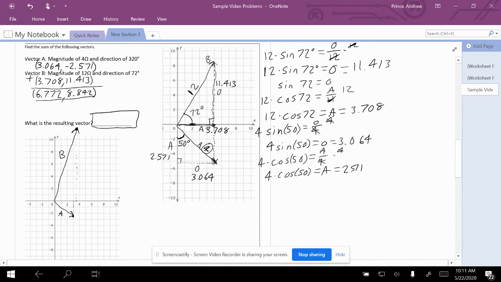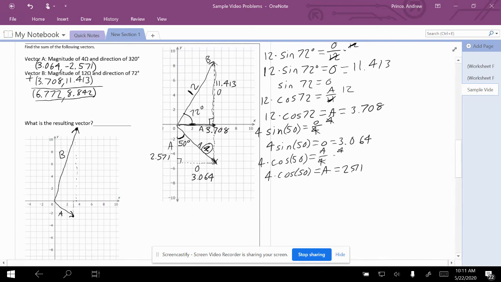These are just coordinates. A vector is a magnitude and a direction, right? So I'm not done yet. I need a magnitude and a direction from these two, the sum of these two vectors. But I can plot these points and kind of get an idea on where that's at. So let's go ahead and do that.